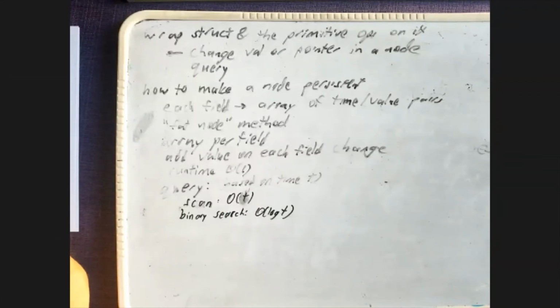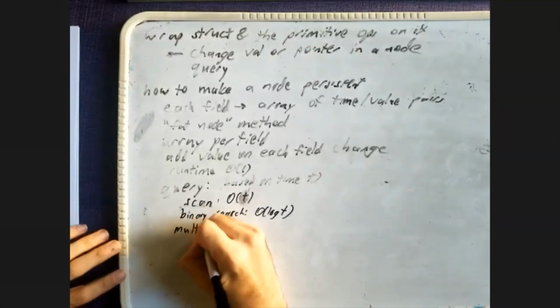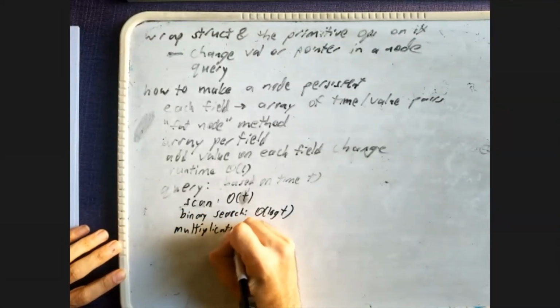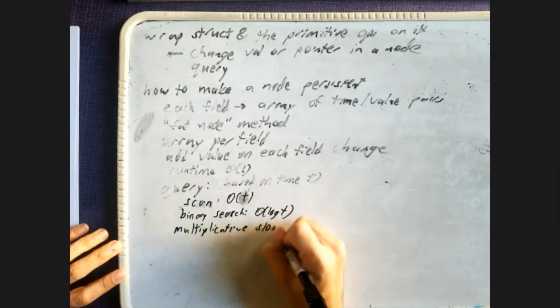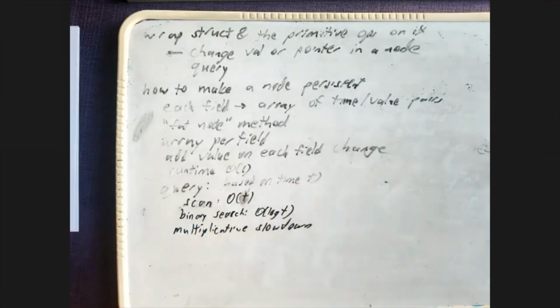Now each query to a field takes me log t time, where t is the number of changes. And so that is a multiplicative slowdown that will hit every single operation in my data structure. So now a binary search tree will not take me log n time to find an item, it will take me log n times log t to find an item at a particular time. So that's unfortunate that we're paying this multiplicative log t cost.